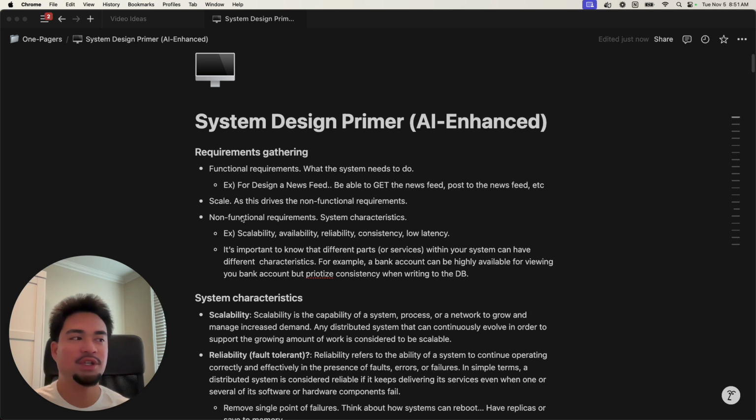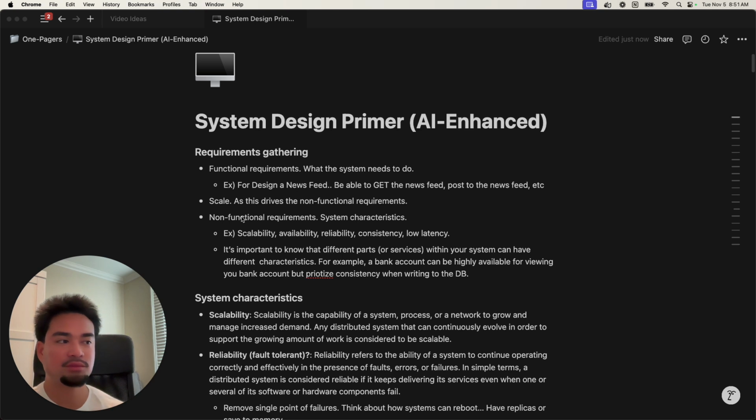For example, if you're designing the news feed, what are the different functions? You should be able to get the news feed. You should be able to post to the news feed. You should be able to comment on someone's post. Those are specific functions that your system needs to have, right?